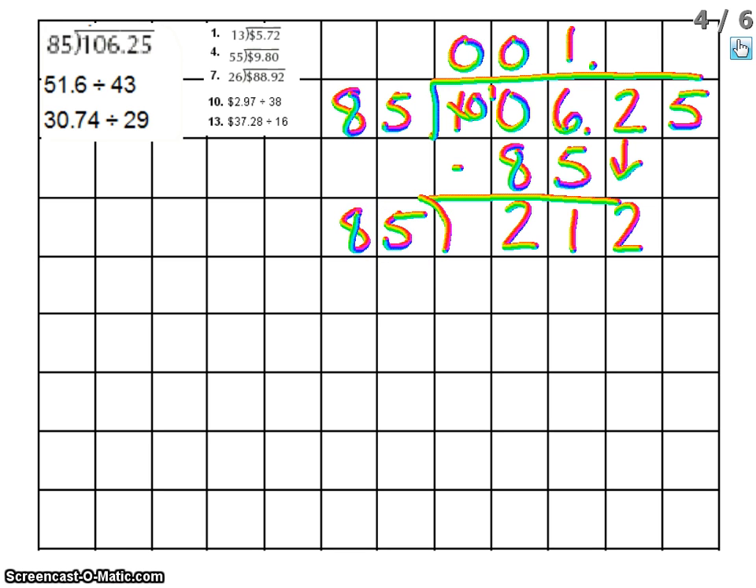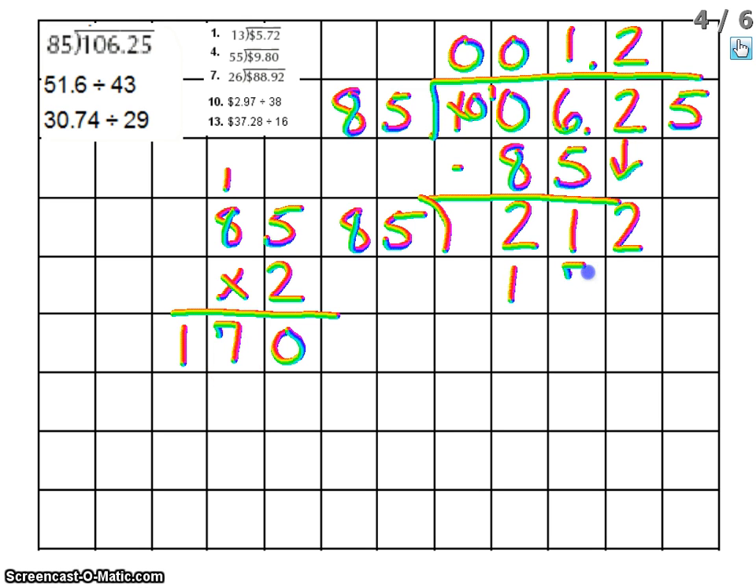85 into 212, and I know 85 goes into 212 two times without going over. Then I have 85 times 2. I can do that off to the side. 5 times 2 is 10, put my 0 there, carry the 1. 8 times 2 is 16, plus 1 is 17, for 170. Now I'm going to subtract. 2 minus 0 is 2. 1, we cannot take 7 away from 1, so we're going to have to borrow. Make that 1 into an 11. 11 minus 7 is 4. So 42 is less than 85. Now I'm going to drop my 5 down.